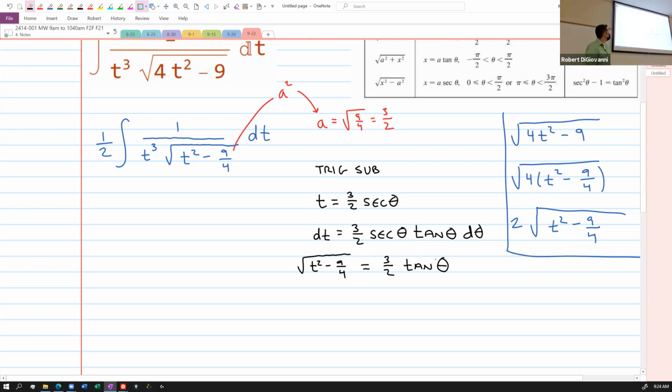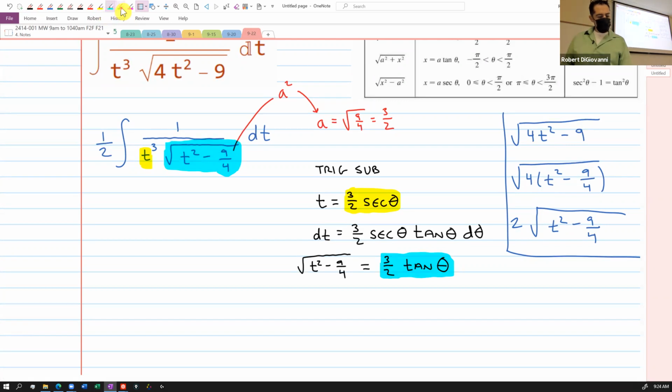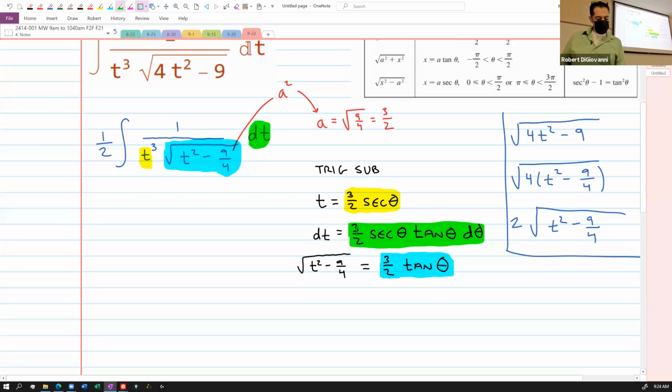There we go. Now we're ready to plug everything in. Any questions before I proceed? Let's highlight what's going to be replaced. That t right there is going to be replaced with this 3/2 secant theta. Just the t, I still have to cube it, right? And then the entire square root is going to be replaced with 3/2 tan theta. And don't forget the dt, right? That'll kill you. That dt has to be replaced with all of this.